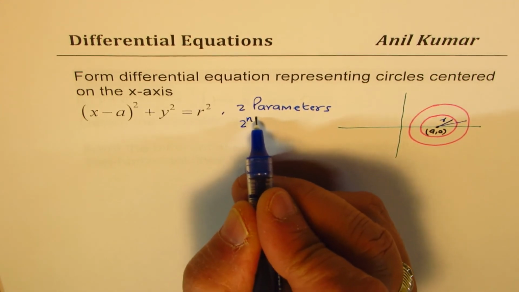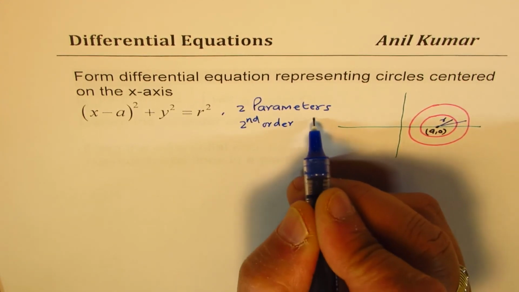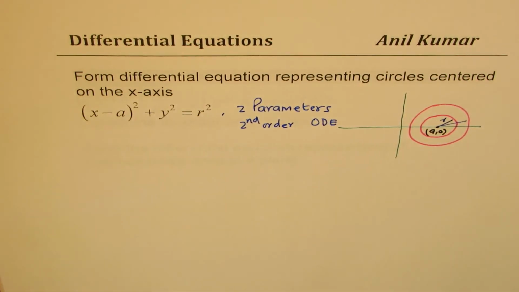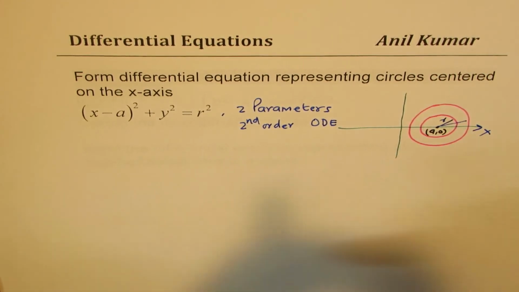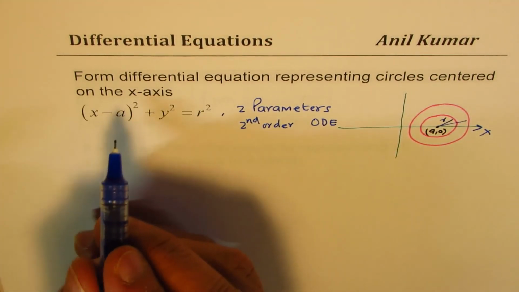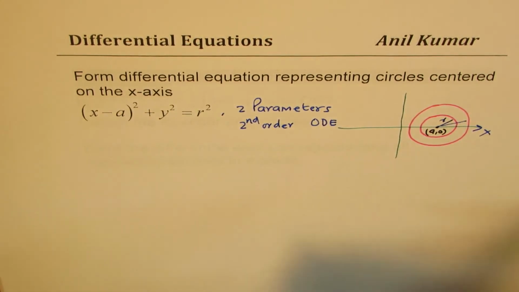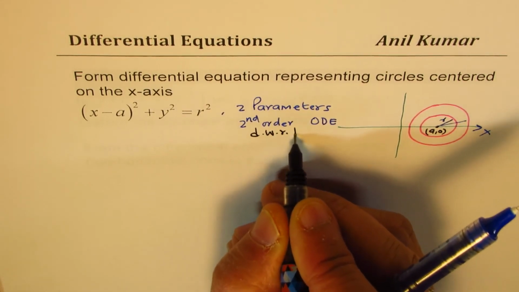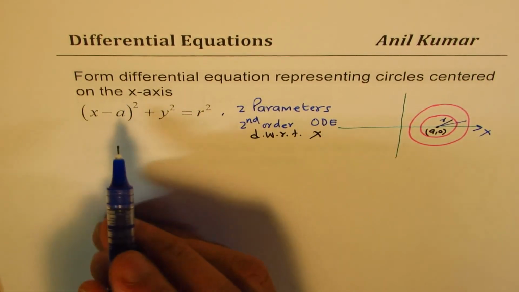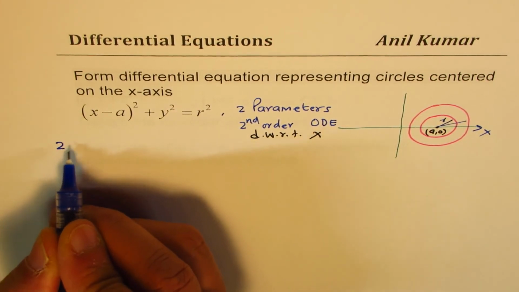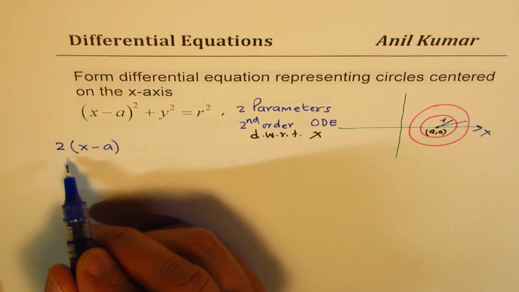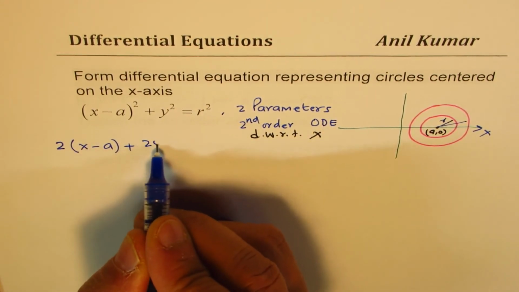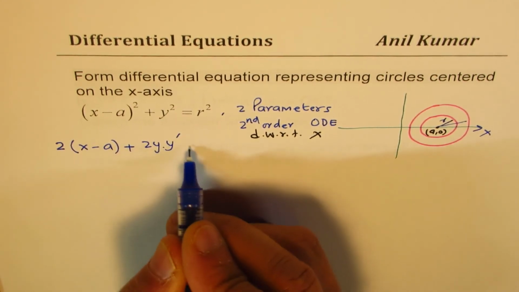We are expecting a second order ordinary differential equation, correct? We are working with ordinary differential equations, differentiating them with respect to the independent variable x all the time. So let's do it. So if I find the first derivative, let's differentiate with respect to x. What do you get? Both sides. So we get 2 times (x minus a) to the power of 1, okay, derivative of x is 1, plus 2 times y, derivative of y, y prime equals 0.